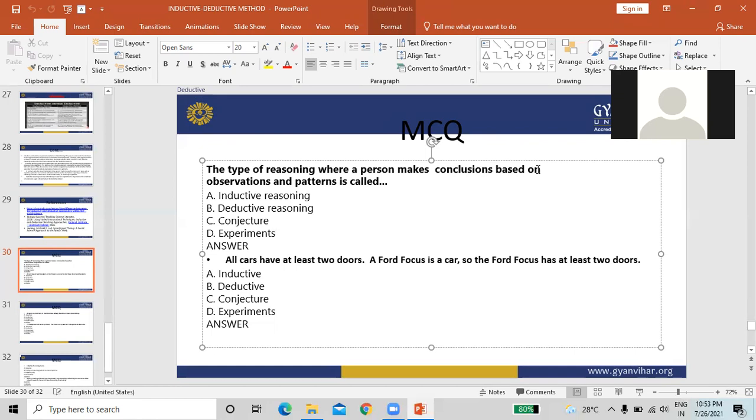Next MCQ. All cars have at least two doors. A Ford Focus is a car, so the Ford Focus has at least two doors. Option A, inductive reasoning. Option B, deductive reasoning. Option C, conjunction. Option D, experiment. Choose the appropriate answer.